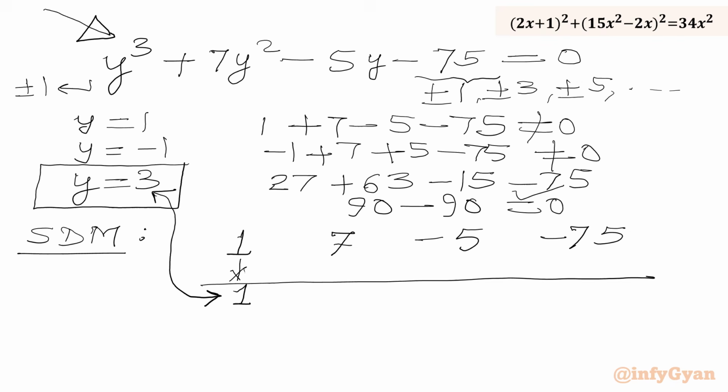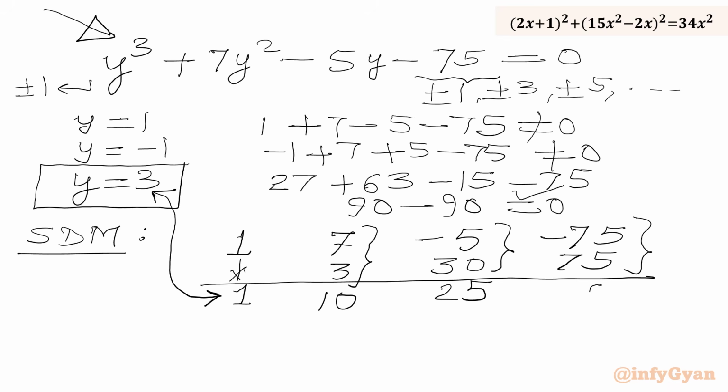3 times 1. We'll write over here. Then we have to add these two numbers. We'll get 10. 3 times 10 is 30. Once we'll add these two, we are going to write 25. 3 times 25 is 75. Addition of these two will give us 0. So here we have coefficients for quadratic equation.